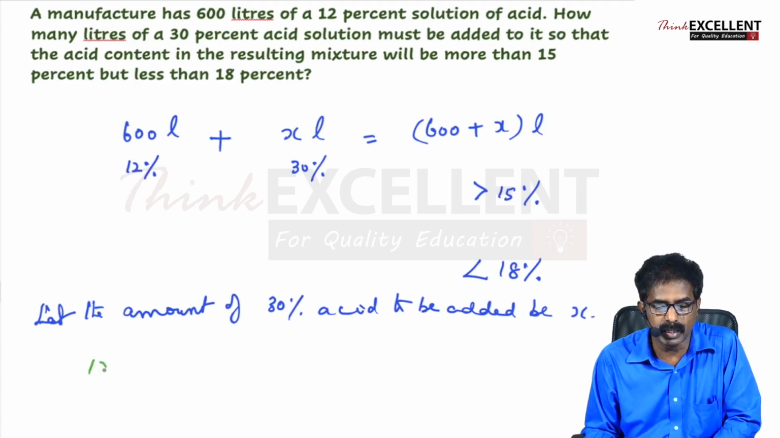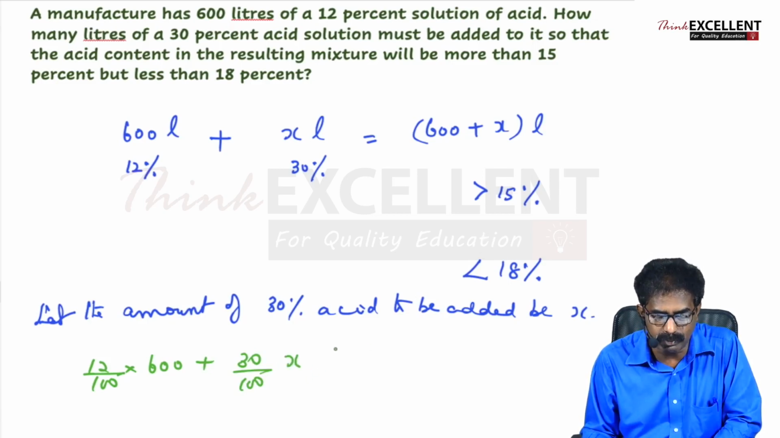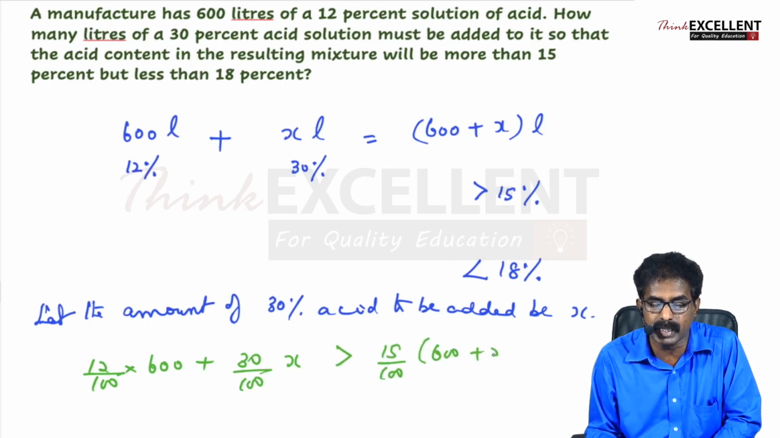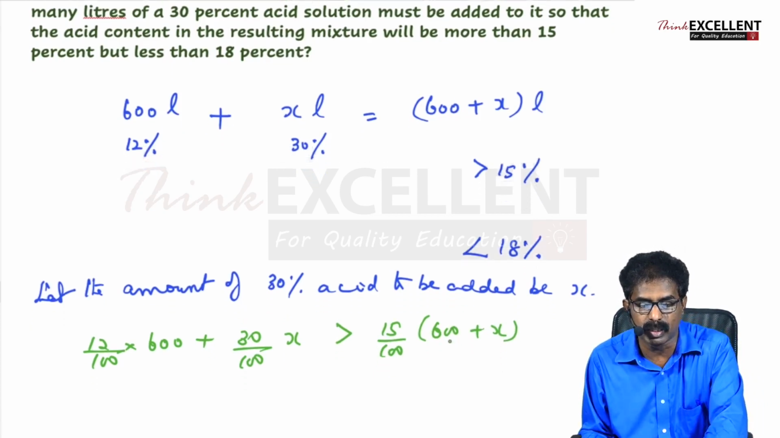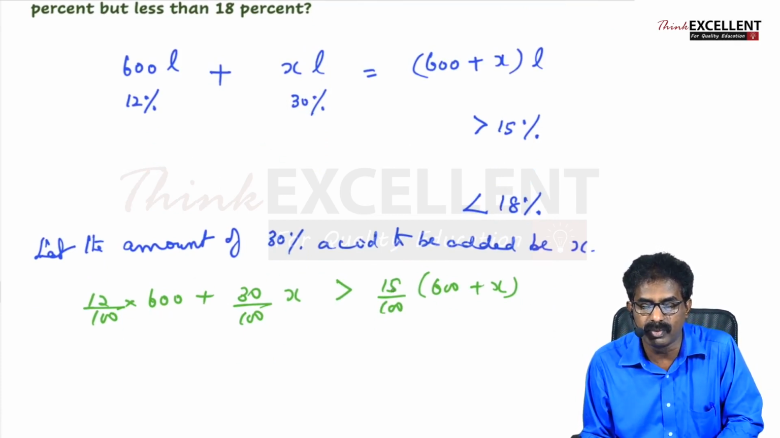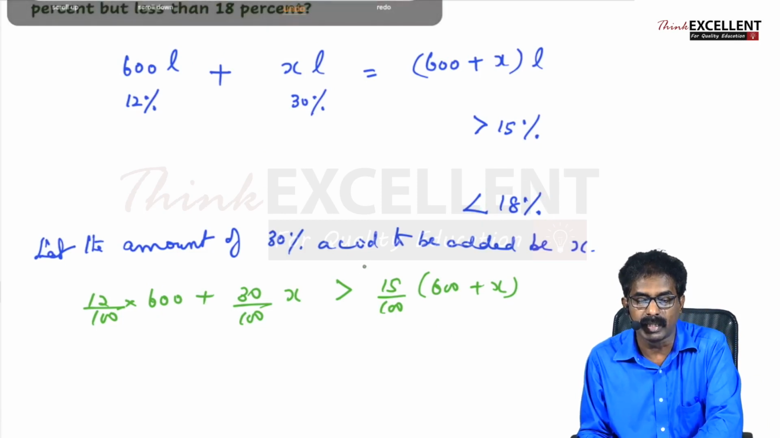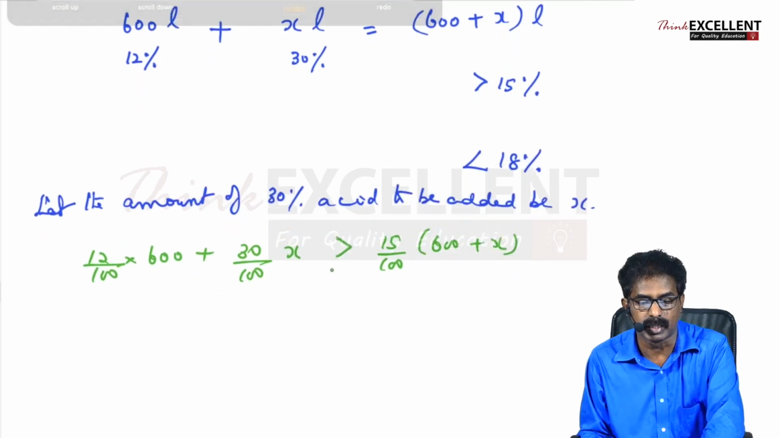First, 12% means 12 by 100 of 600 plus 30% means 30 by 100 of X. First I am taking this one, greater than 15%. So you have to say greater than 15% of the total. What is the total? 600 plus X. Because first type 600 liters, second type how much? We take it as X. And for the second one also same thing we write, but instead of 15% you have to write 18%, and instead of greater than, you have to put less than. Okay, that change you have to make.